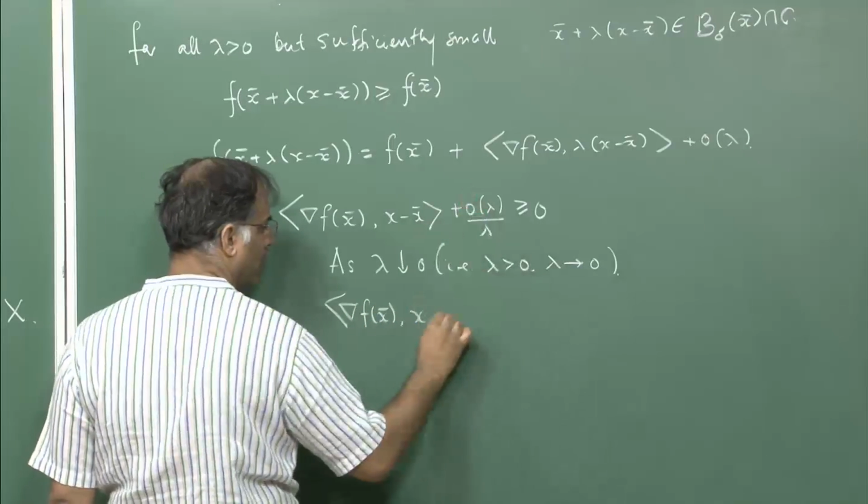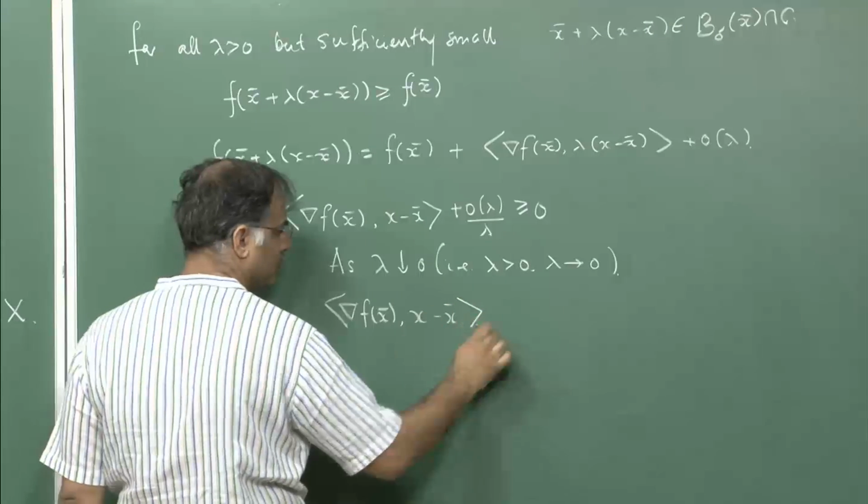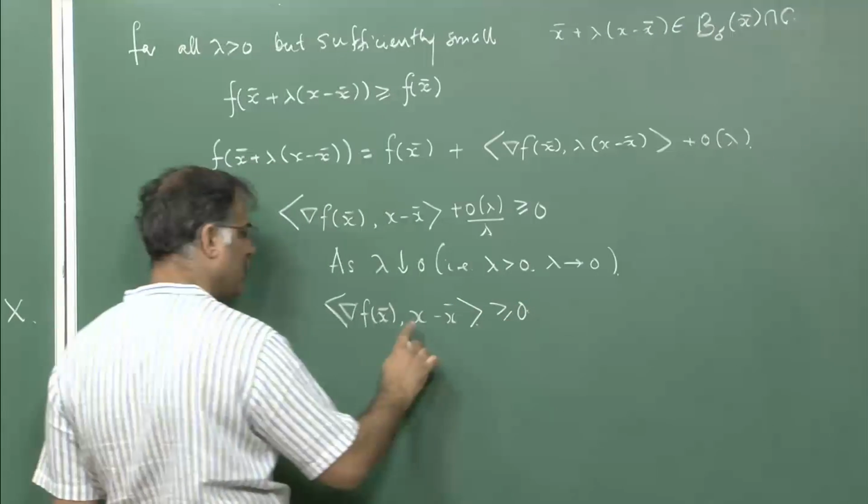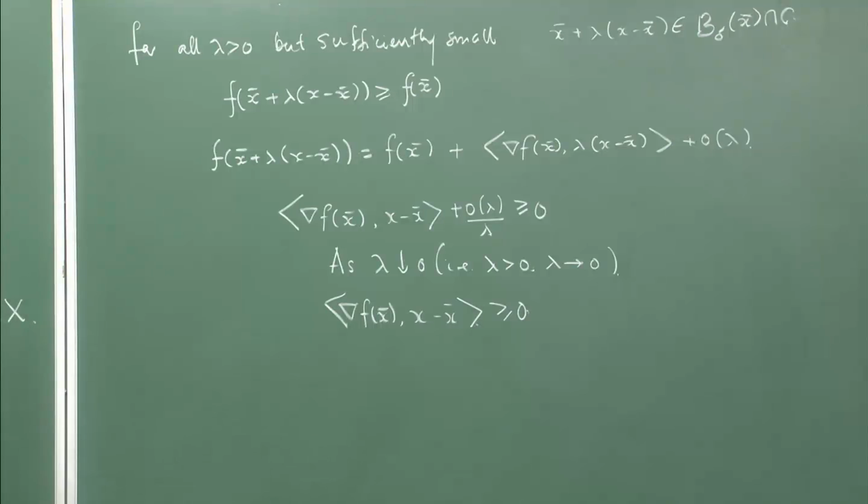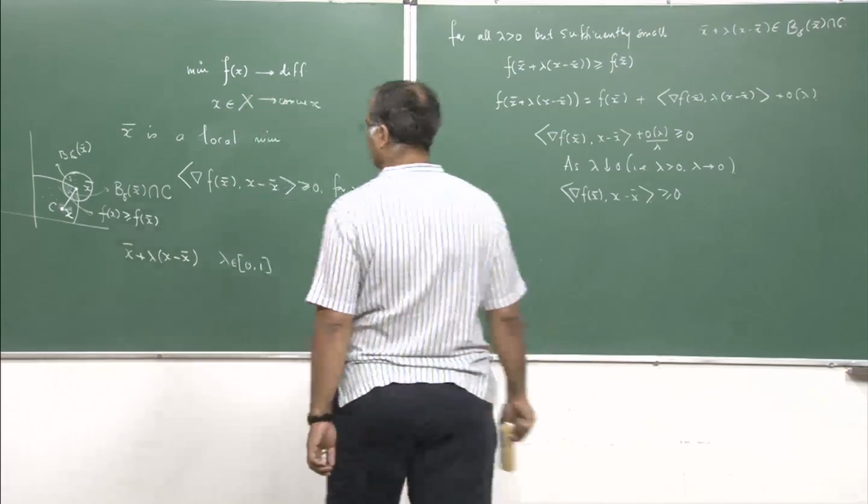So, this will go to 0 in the limit. Because x is arbitrarily chosen, I can repeat this argument for every x, proving what I had asked for here, that this should be greater than or equal to 0 for every x.